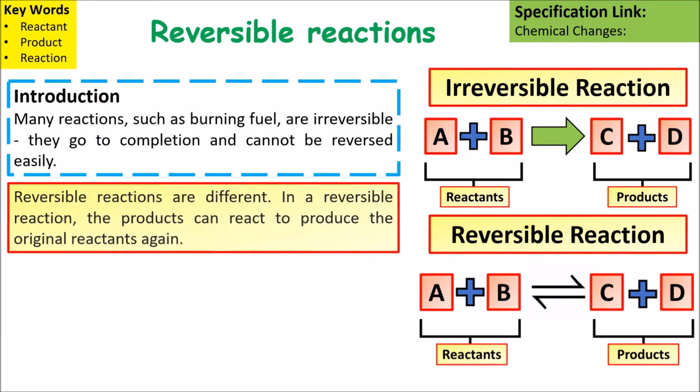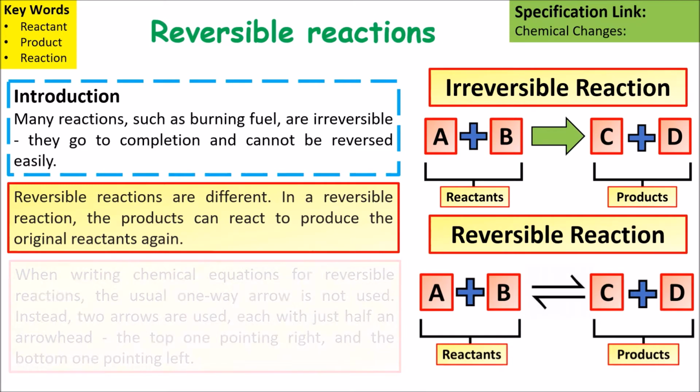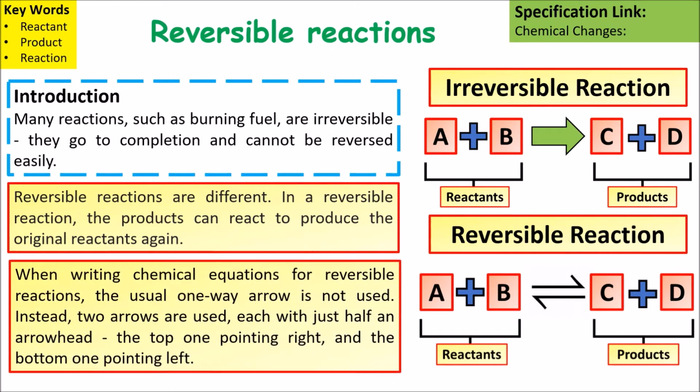Reversible reactions are different. In a reversible reaction, the products can react to produce the original reactants again. When writing chemical equations for reversible reactions, the usual one-way arrow is not used. Instead, two arrows are used, each with just half an arrowhead, one at the top pointing right, one at the bottom pointing left.